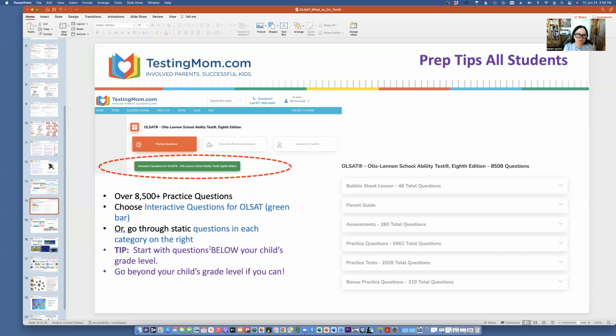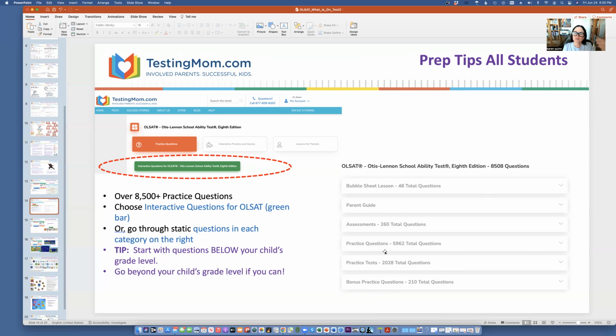And as I said, start below your child's grade level, and then go beyond your child's grade level if you can. And the thing that's different about Testing Mom, I think, from anybody else you might be working with, is that we give you every grade level of questions. So you can start with easier questions. I mean, you can go 2 or 3 grades easier if you need to. And even our kindergarten questions start with the easiest questions you can ever imagine. So we try to give you these super easy options so that your child can build up to harder ones. And then they get super hard. I mean, I promise you, they get so hard at the end, but at the beginning, it's really easy.